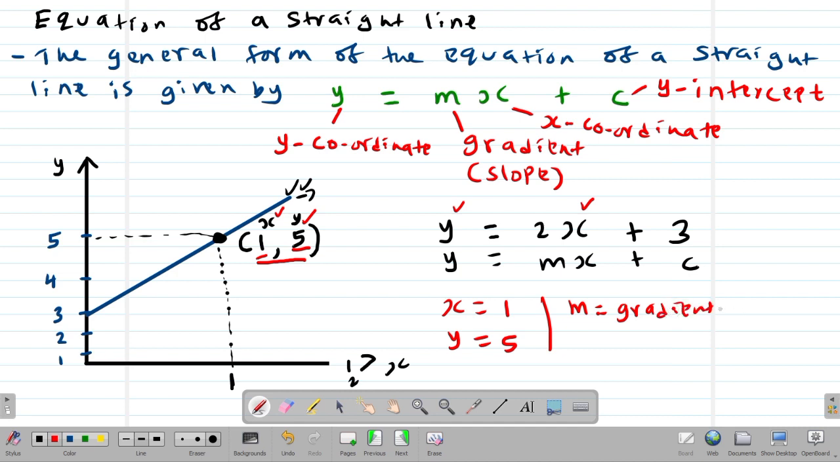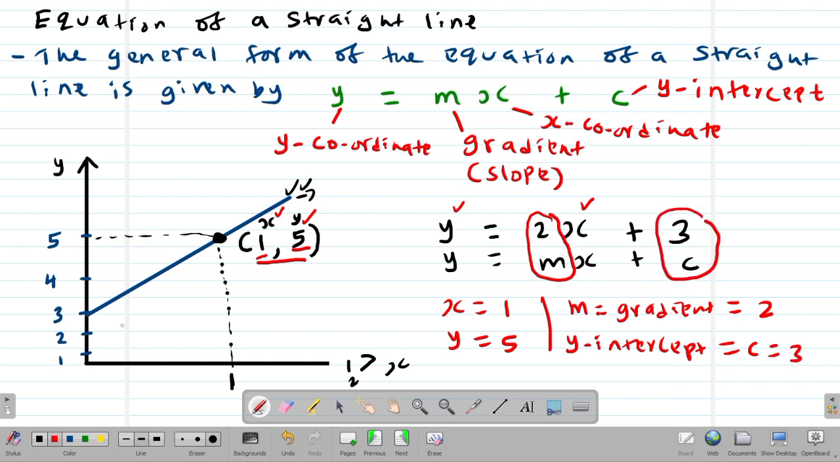Then the gradient, which is m, is the gradient of this line. So the gradient will be positive 2, because you can see m corresponds with 2. Then the y-intercept will be given by the value of c, which is positive 3. Clearly you can see that this is positive 3. And even from the straight line, you can see that the line is cutting the y-axis at 0, 3. Therefore, our y-intercept is positive 3.